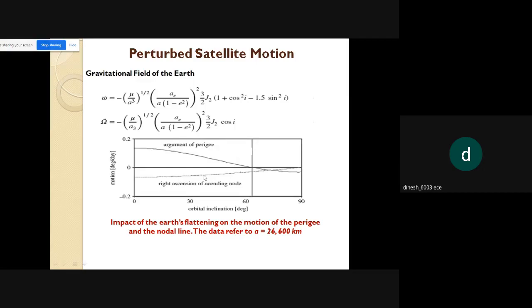So this is the impact of the gravitational field of the earth with the perigee and the nodal line referring to a datum of a, 26,600 kilometers. So this is the argument of perigee. This is your right ascension of ascending node with respect to motion, in degrees per day. Per day, how many degrees it has been inclined.